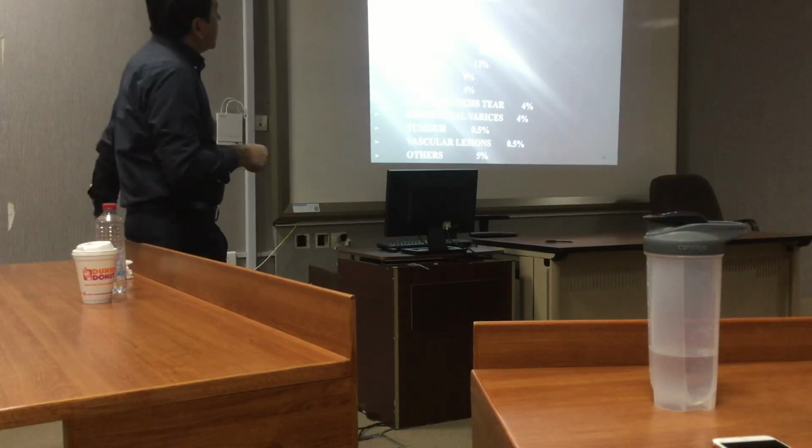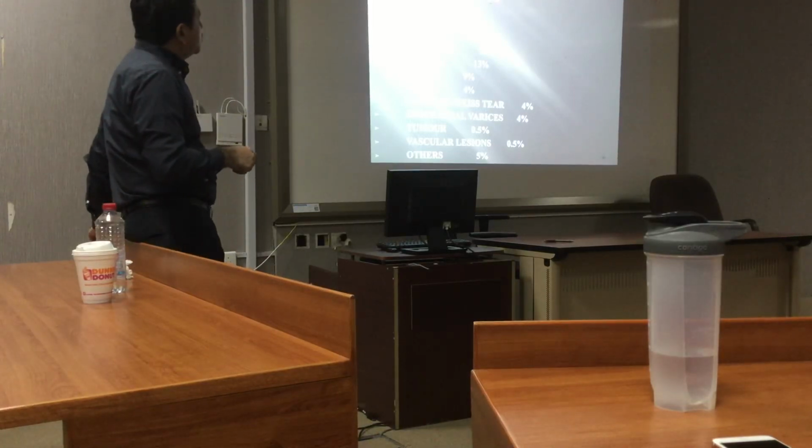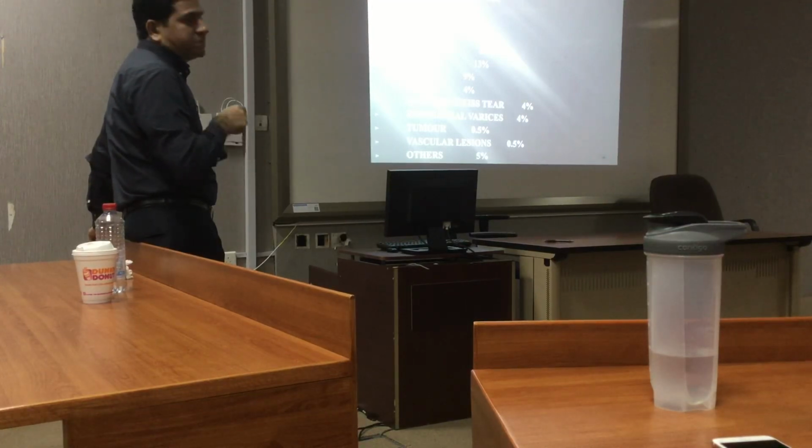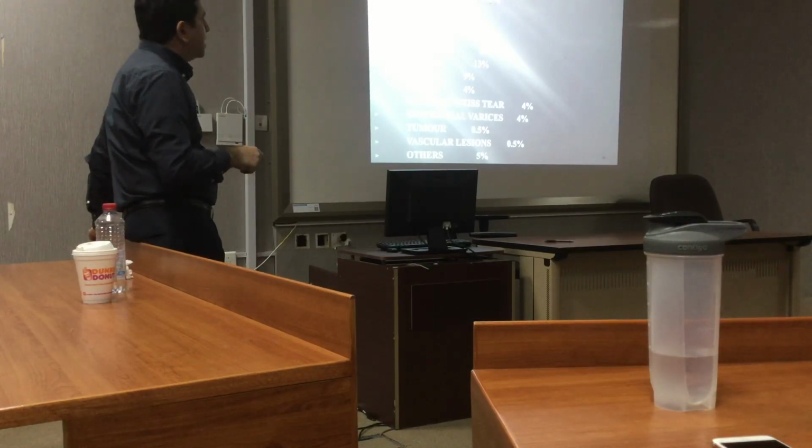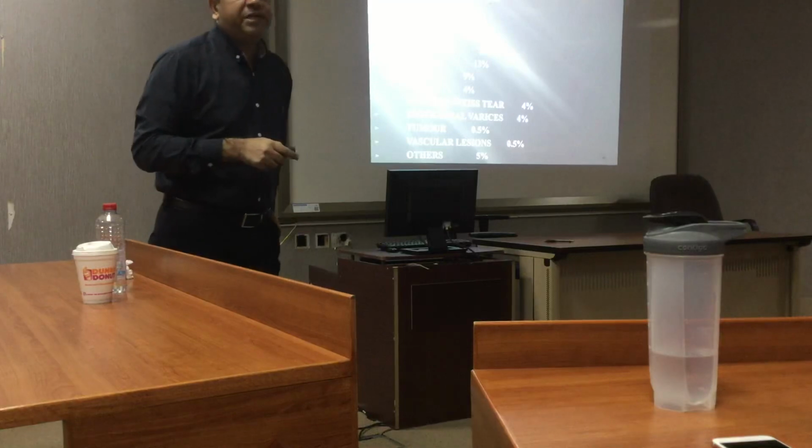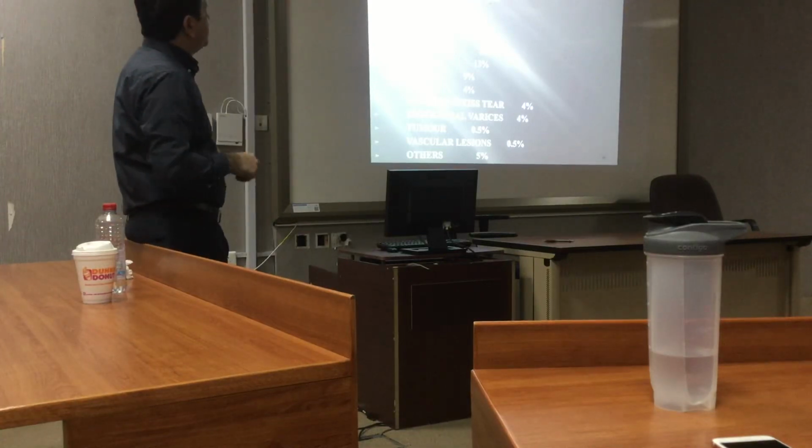So what are the causes of upper GI bleeding? As I told you before, these ulcers are notorious. These are having 60%. So this is a multiple choice question. What is the number 1 cause of upper GI bleeding? That is ulcer. And which ulcer is the number 1?